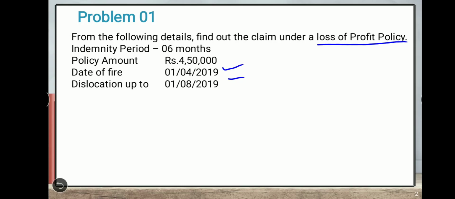It means the months of April, May, June, July. So the dislocation period is 4 months.